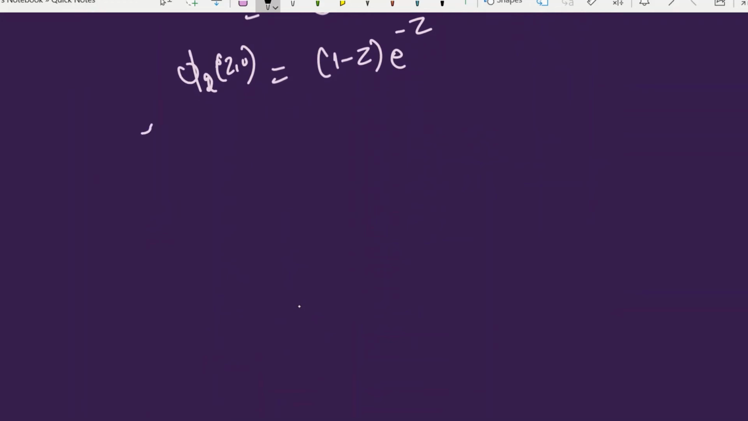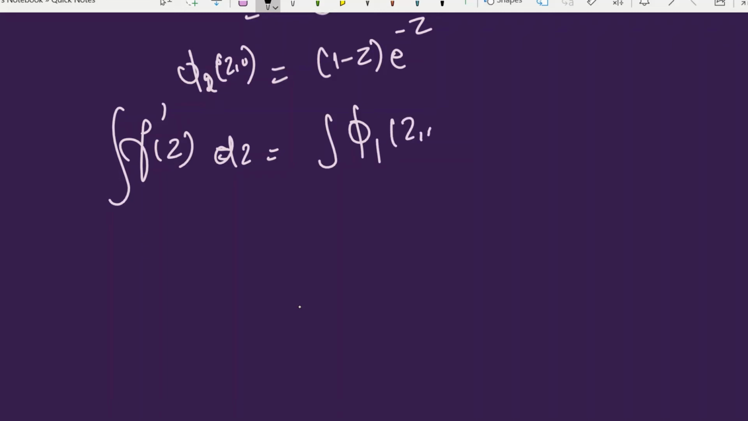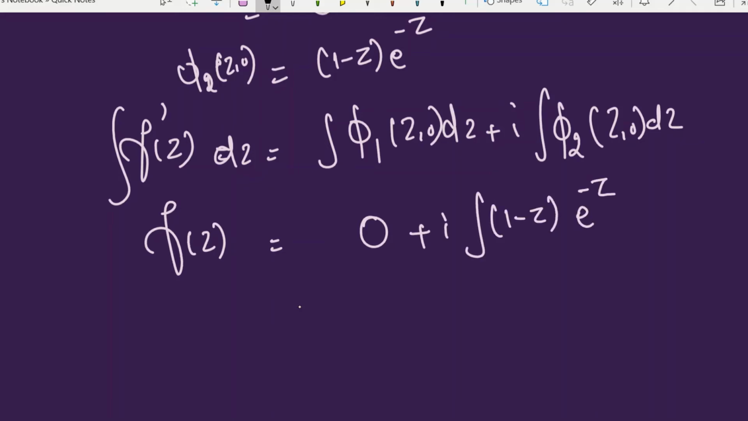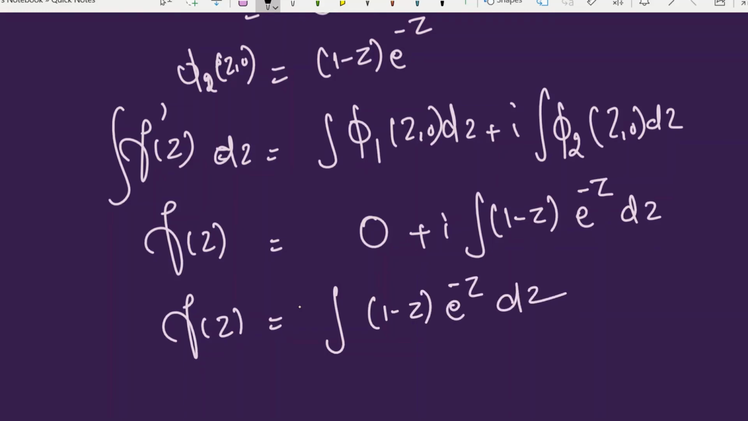Now substitute the terms in the formula: f of z equals integral of phi 1 of z comma 0 dz plus i times integral of phi 2 of z comma 0 dz. You can directly write this as: phi 1 value is 0, i into my phi 2 value is 1 minus z e power minus z dz. So f of z is the integral of (1 minus z) e power minus z dz.